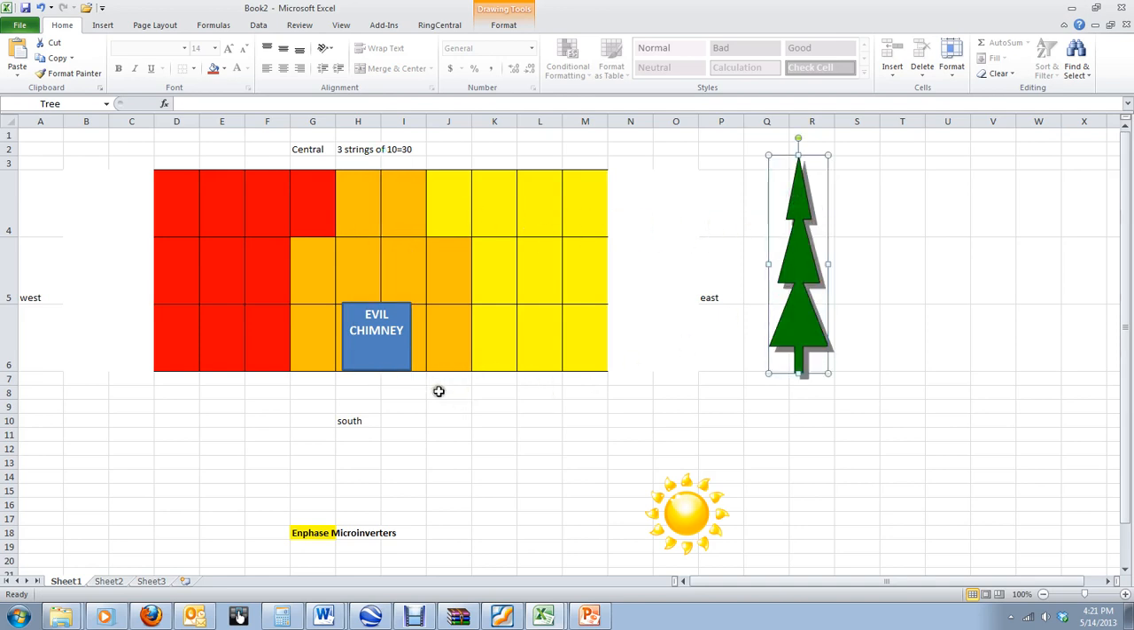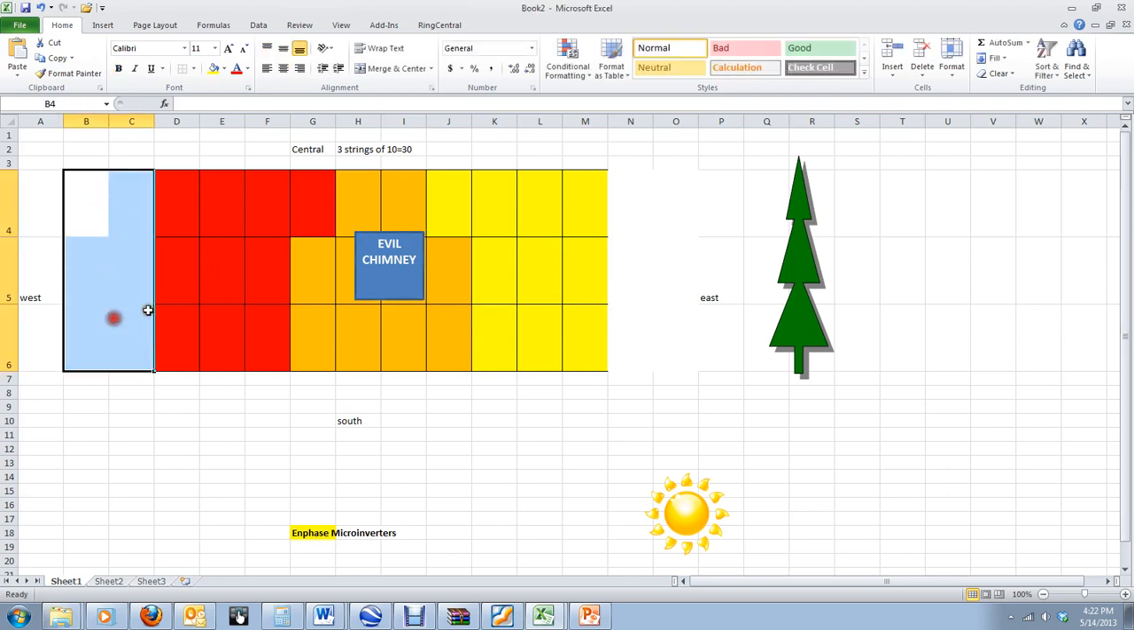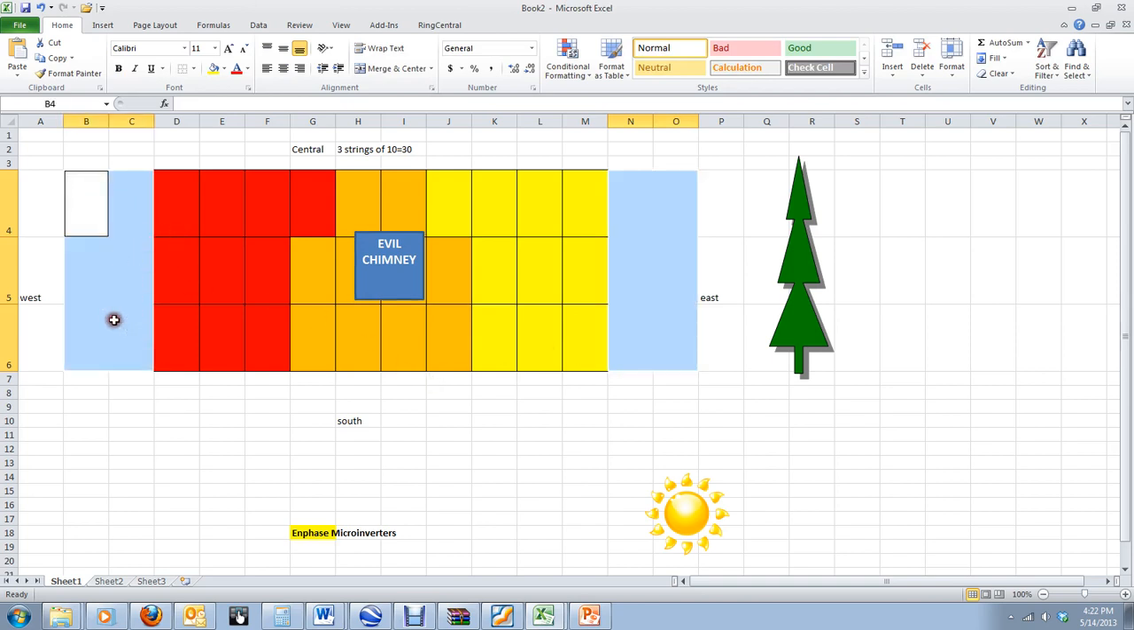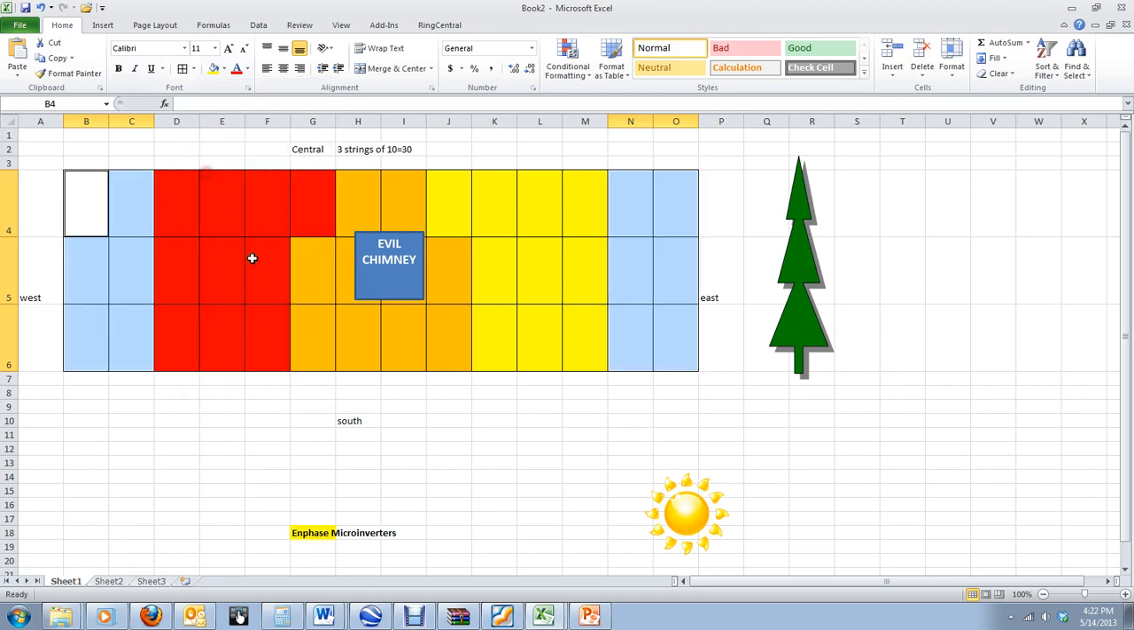The evil chimney, which sometimes is here, sometimes here, sometimes in the middle of the roof. Let's work on a chimney that's in the middle of the roof where we have solar modules underneath. And let's also pretend that we have other roof space on the sides where we can place modules. So I'm going to pretend that we have other roof space to move modules around. So this is in the middle of the roof line.